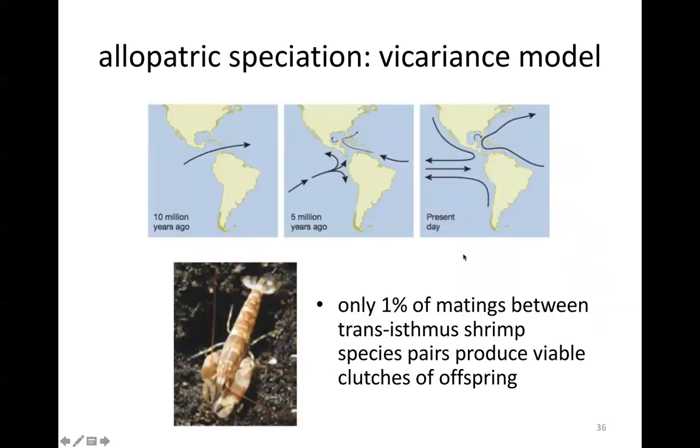Some examples: shrimp living on two sides of the Americas, on the Atlantic and the Pacific sides. And when the Panama Isthmus closed a few million years ago, shrimp species living on both sides were cut off from each other.